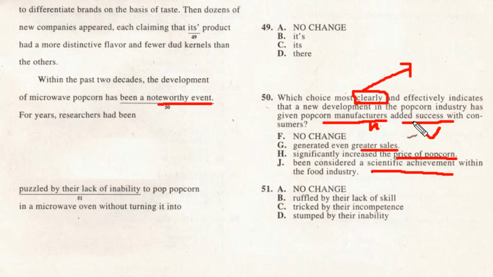Scientific achievement, is that adding success about popcorn manufacturers? Which one shows that popcorn manufacturers are successful? When you manufacture popcorn, what do you want to do with it? Eat it? No. How about sell? So you see here, greater sales talks about success. You see how this is just like a Scooby-Doo, kids? G is the correct answer on that.